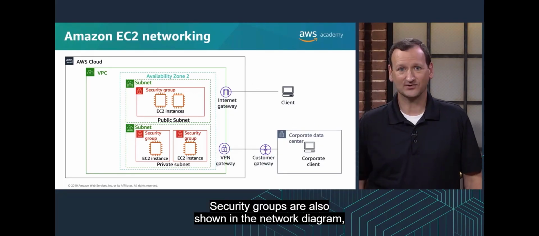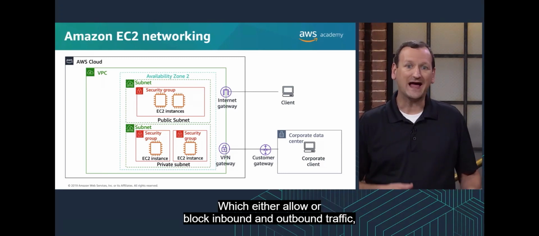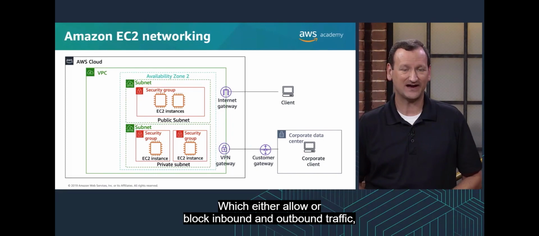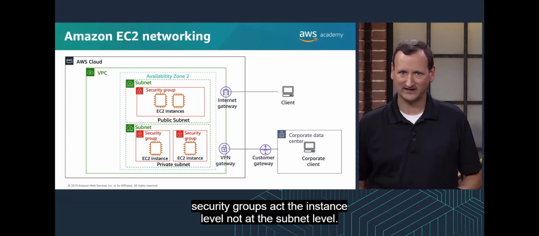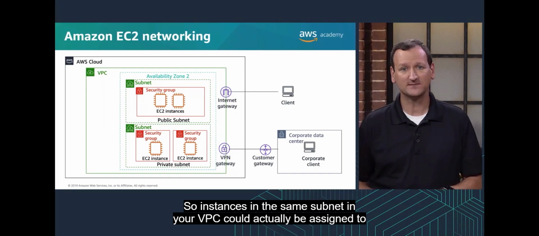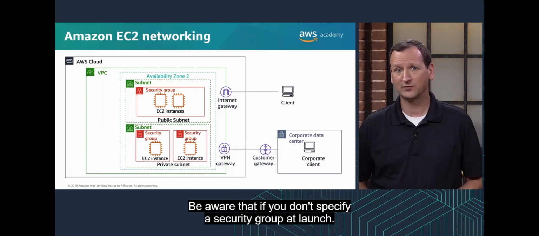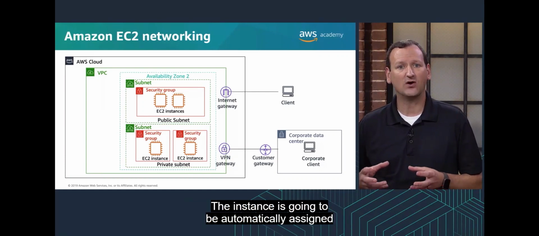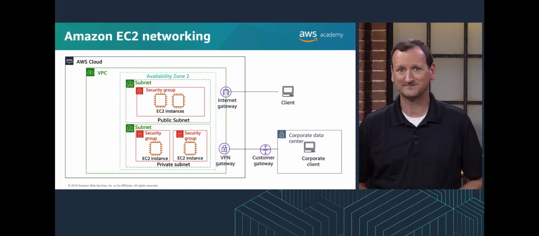Security groups are also shown in the network diagram. Each security group defines a set of firewall rules for your instances, which either allow or block inbound and outbound traffic. Security groups act at the instance level, not at the subnet level. So instances in the same subnet in your VPC could actually be assigned to different security groups. Be aware that if you don't specify a security group at launch, the instance is going to be automatically assigned to the default security group for the VPC.